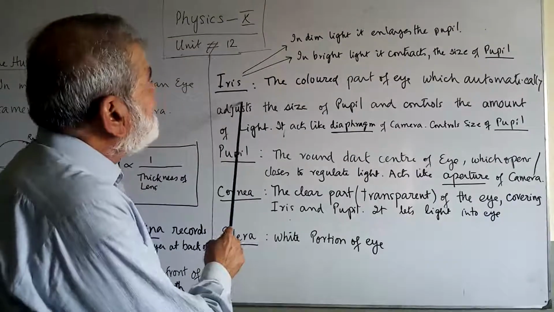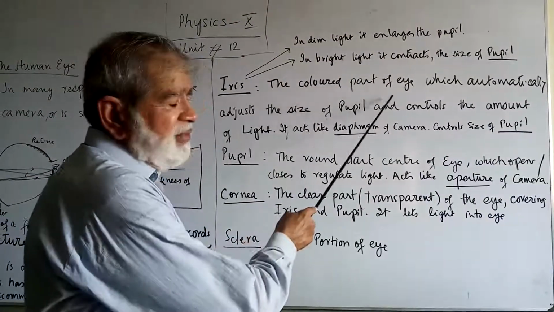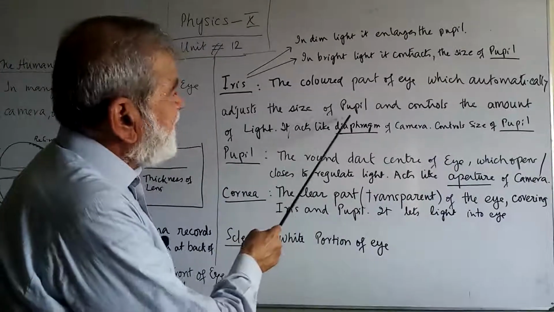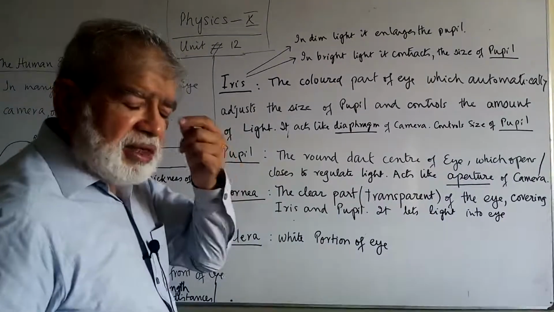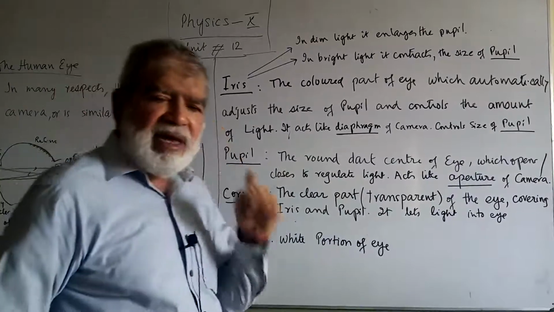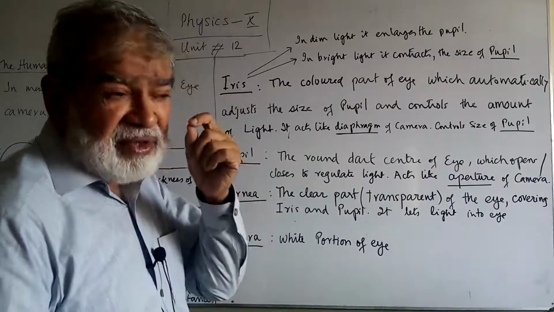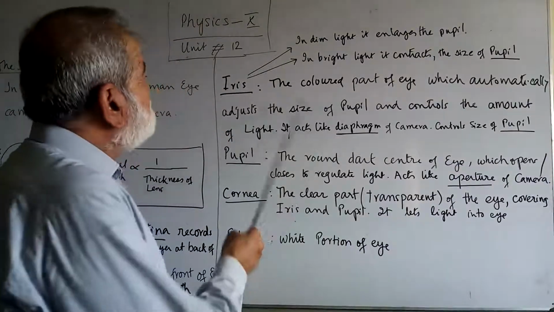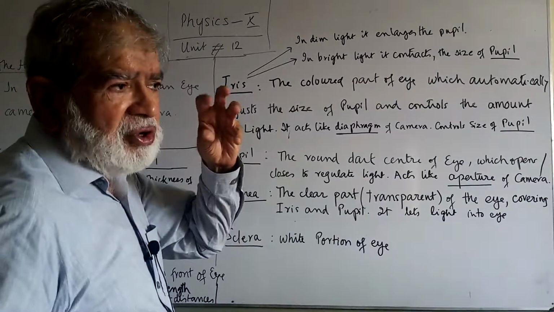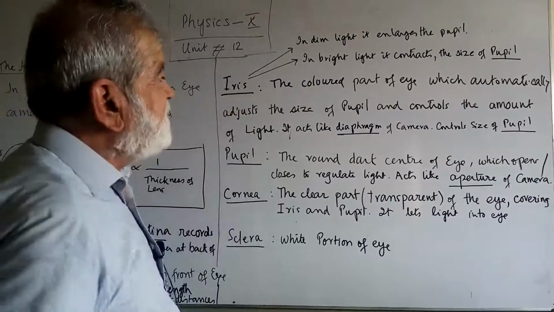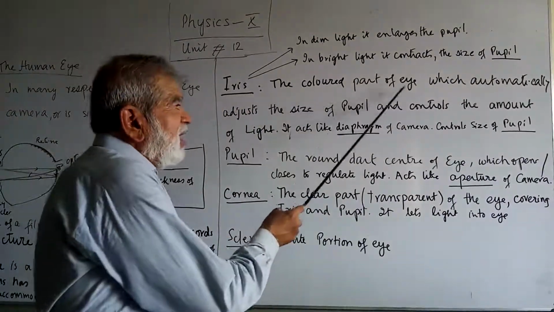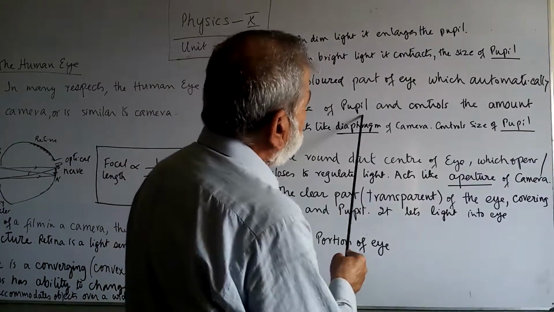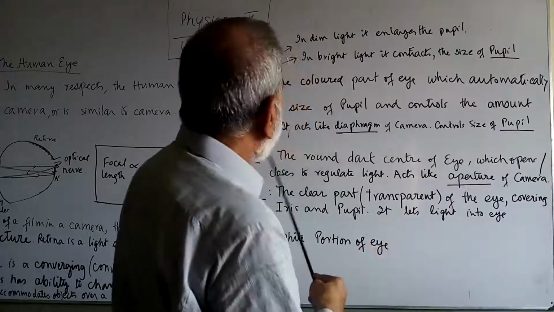The iris is the colored part of the eye which automatically adjusts the size of the pupil. Pupil जो आपका है वो सबसे दरमियान वाला हिस्सा है ना, the center of the eye, that is the pupil, and this pupil is controlled by the iris. Iris उसको increase या decrease pupil की size को करता है. The colored part of the eye which automatically adjusts the size of the pupil and controls the amount of light.